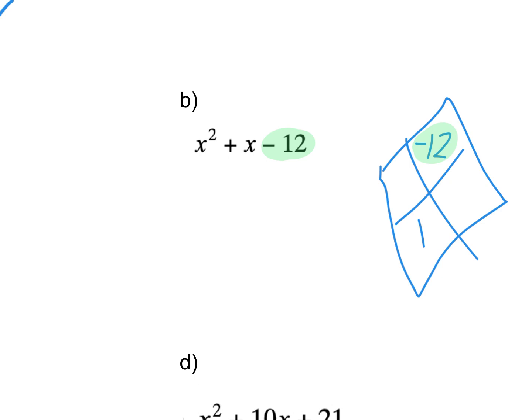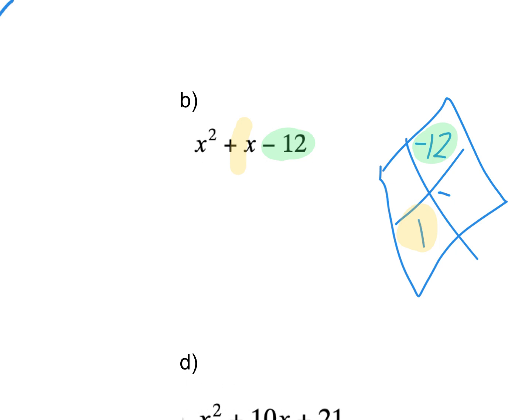So it's technically a 1. So my two numbers have to add together to get me 1, and they have to multiply together to get me negative 12. So if my product is going to end up being a negative number, I know one of my factors is automatically negative. So I'm just going to write a negative sign for one of them.